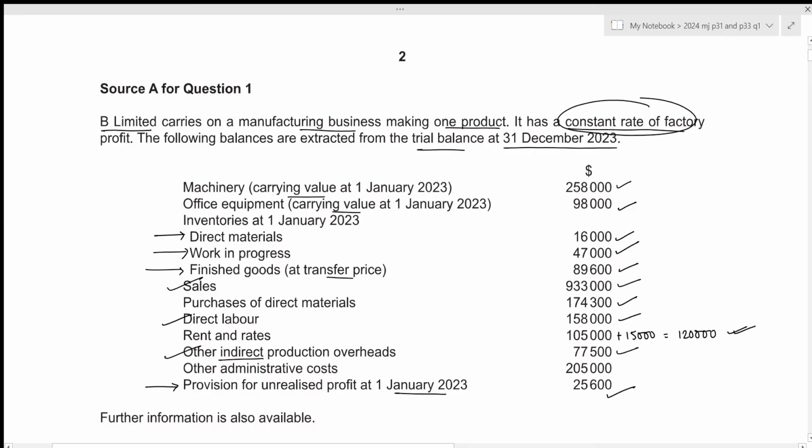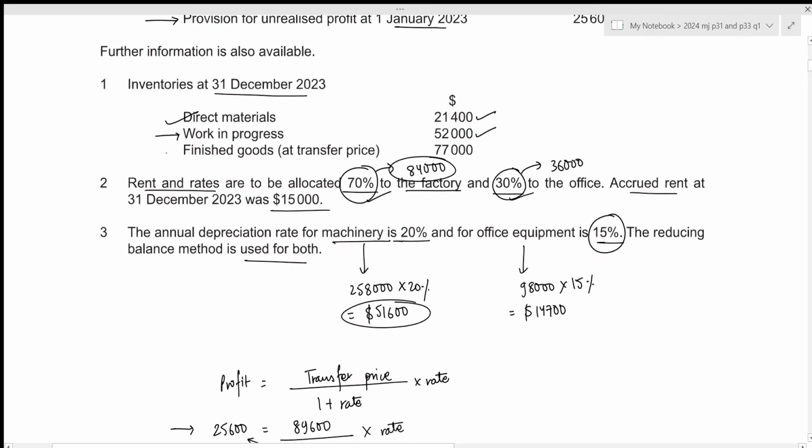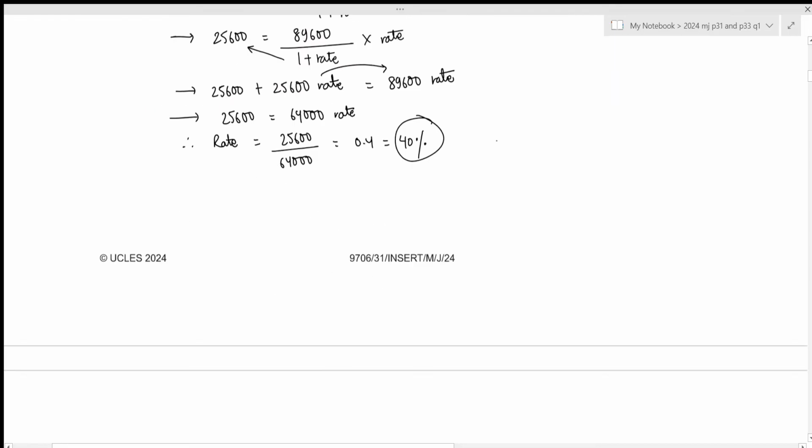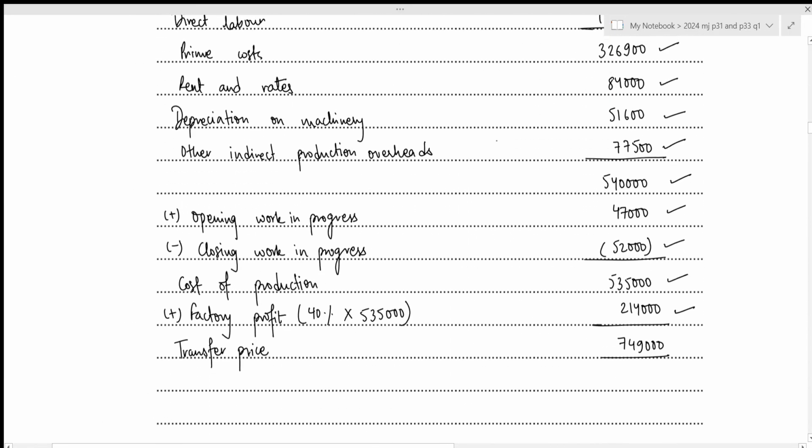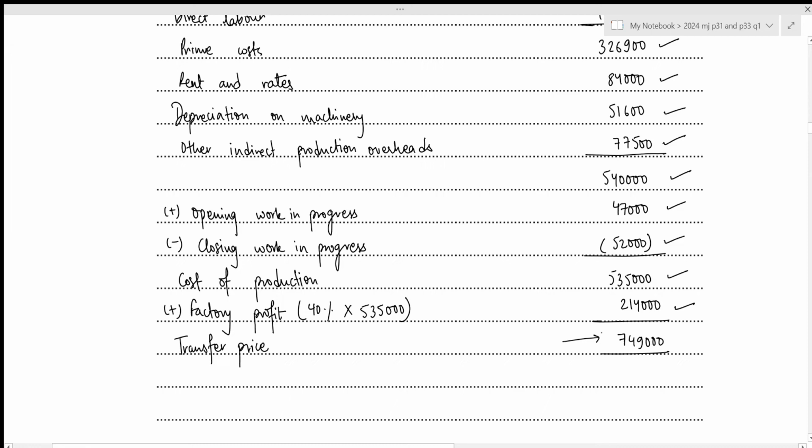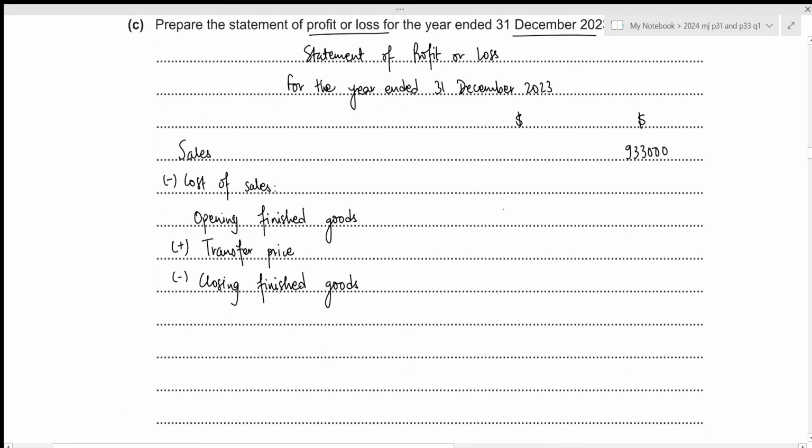So for our opening finished goods inventory, it's right here and has a value of 89,600. For the closing finished goods at the transfer price, we have the value of 77,000, and for the transfer price from the manufacturing account, we got the value of 749,000. Let's write it down. So opening finished goods had the value of 89,600, transfer price had the value of 749,000, and the closing finished goods had the value of 77,000. Let's get the total. That will be 89,600 plus 749,000 minus 77,000, which results in 761,600. Now we can get the gross profit.